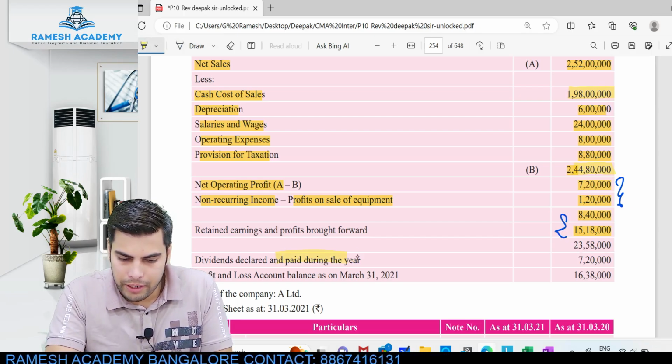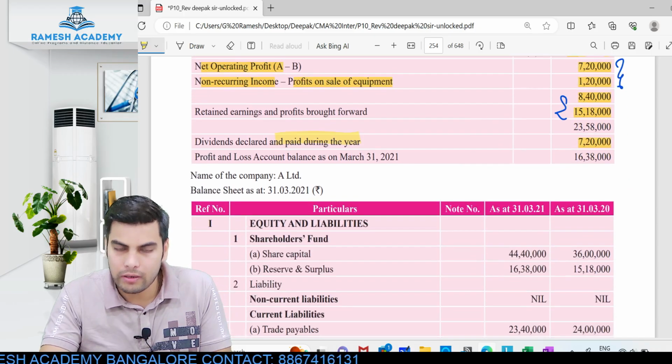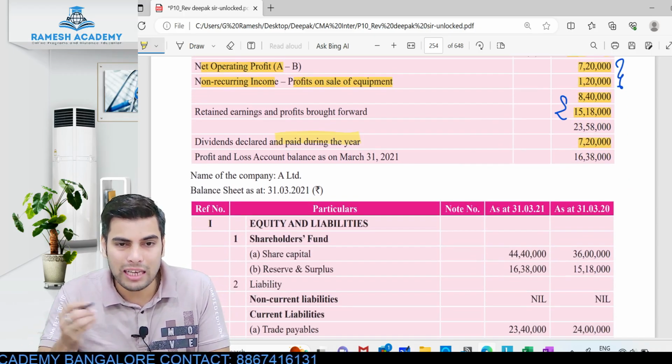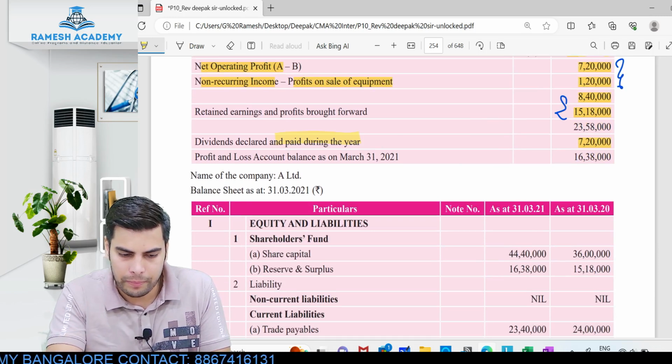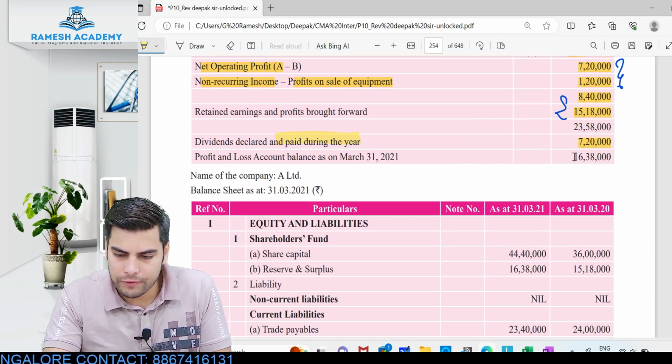Dividend declared and paid during the year. This is the dividend which was paid. Dividend paid would be treated as what? As a part of financing activities. All right. So the profit and loss balance on 31st March is given as 16,38,000.